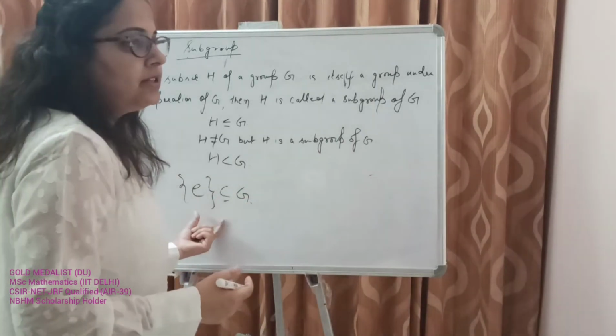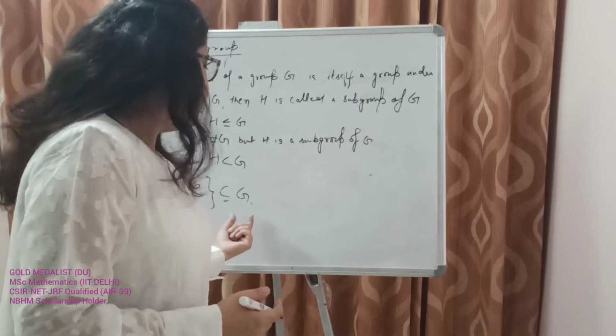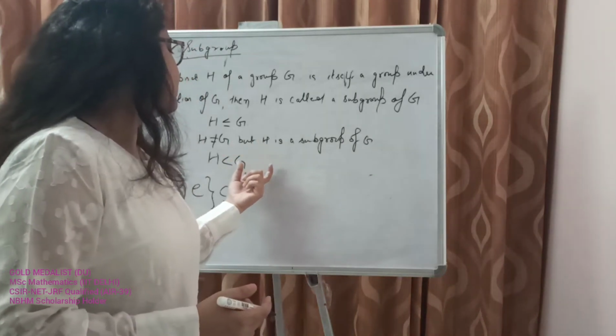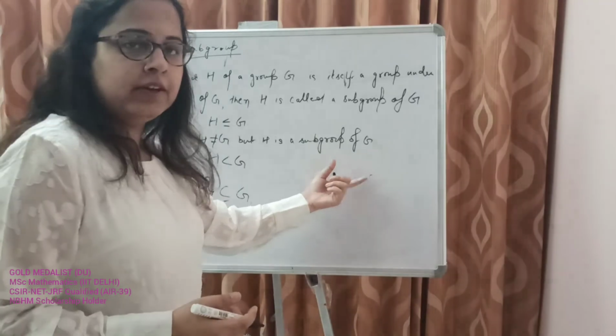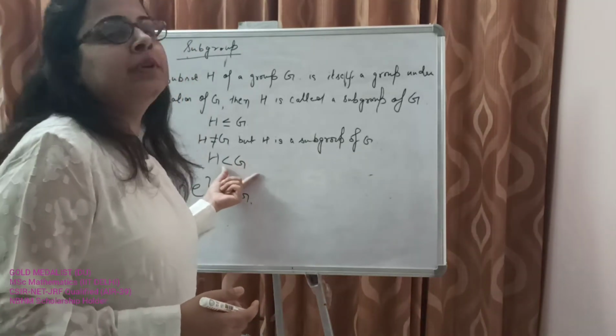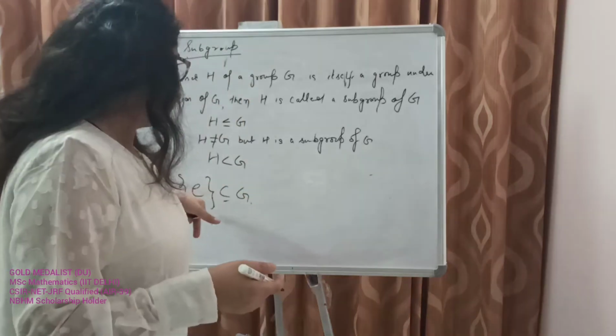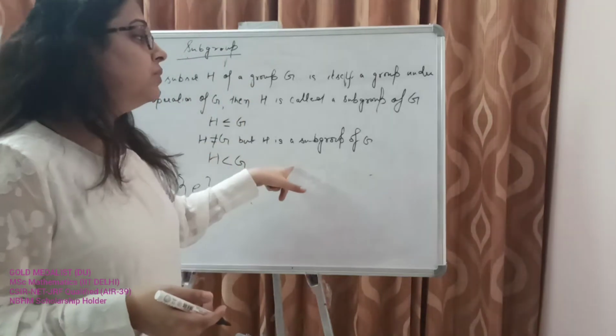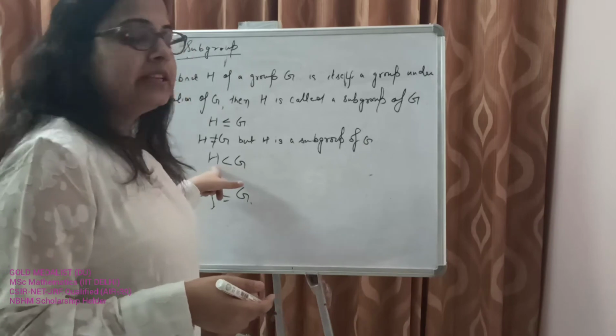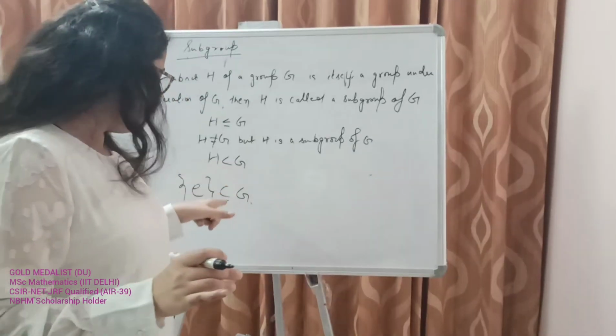Obviously, associativity holds in H. If G is associative under the operation defined on it, then H will also be associative, since all the elements of H are also elements of G. Since H is a subset of G, it is obviously associative. We need not prove associativity.